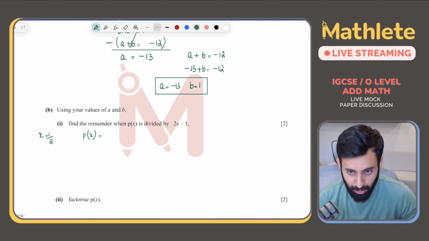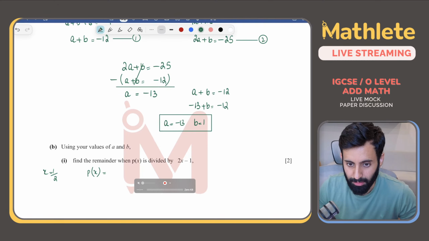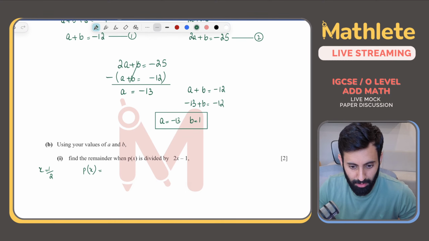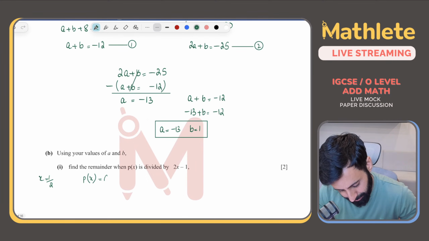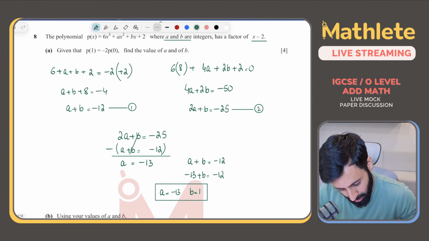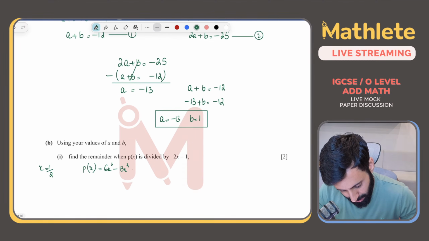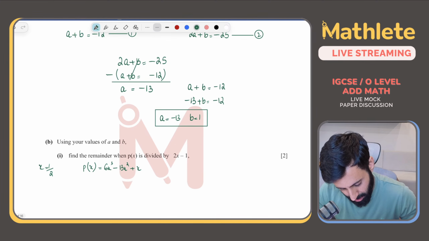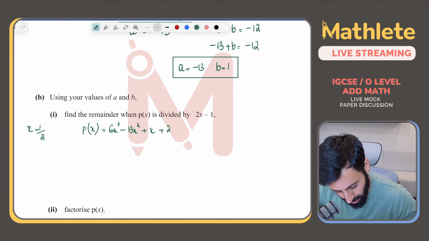The polynomial now looks like, yeah, I'll upload the solved PDF, guys, don't worry. You will get the solved PDF, no tension. So 6x cubed minus 13x squared plus bx, so that means plus x plus 2. Okay, so let's plug in half.